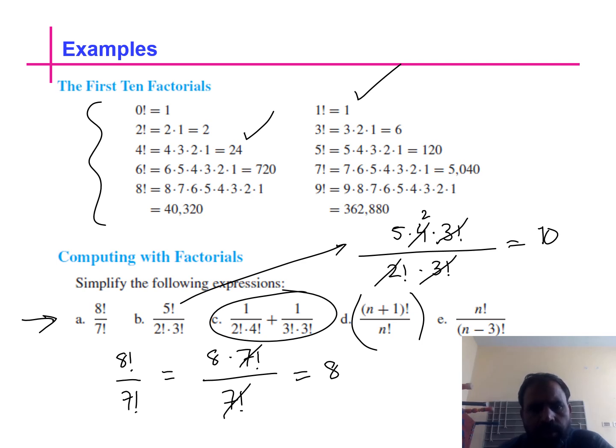Next is the example of computing with factorials. These are the examples. We have to compute these factorials. 8 factorial over 7 factorial. We calculate this. We can write 8 factorial as 8 into 7 factorial over 7 factorial. So we cancel out these factorials, so this will become 8. Similarly, the other examples can be solved in the next slide.